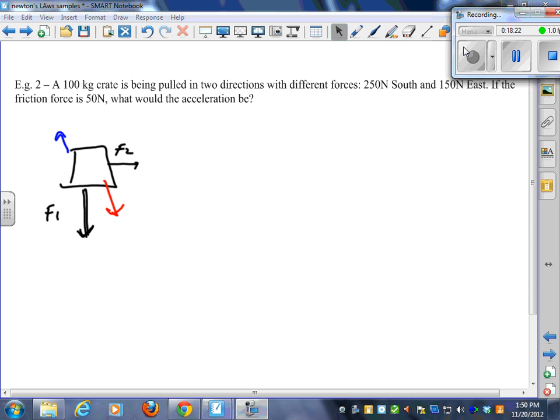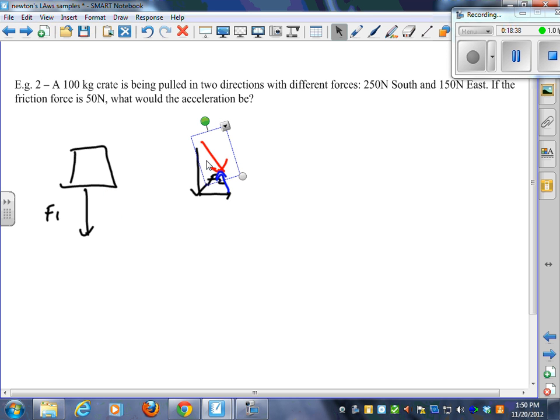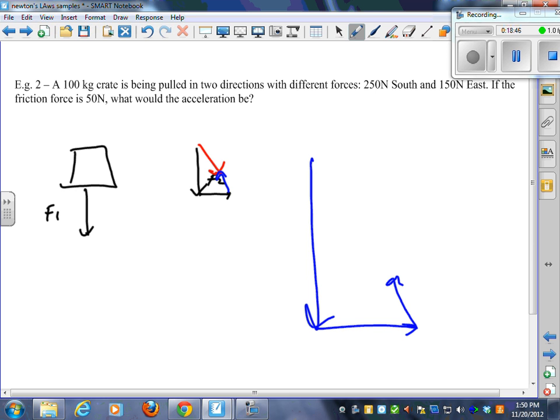If I draw my vector diagram, it's going to look like this. There's force 1, there's force 2. Where do I put the blue one for friction? Right there, tip to tail. And so my overall net force is going to be like that. I'll draw it bigger. Down, to the right, friction. There's my net force.